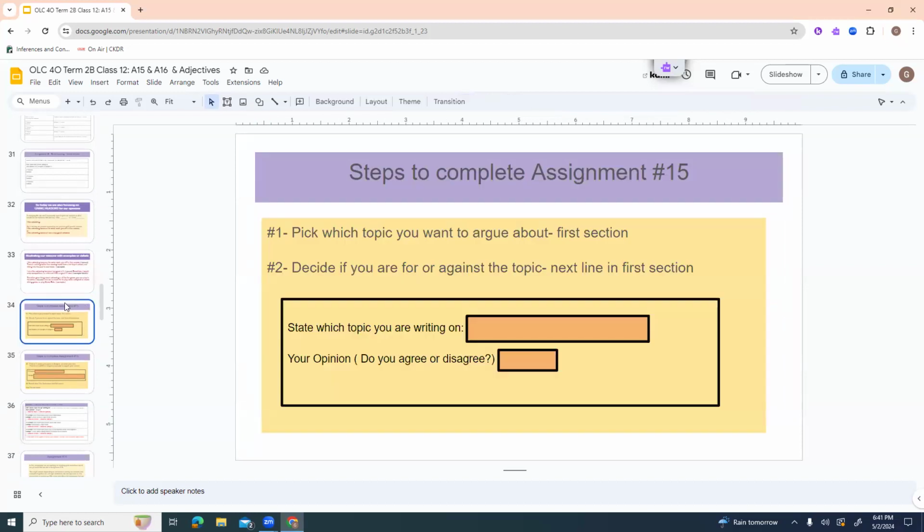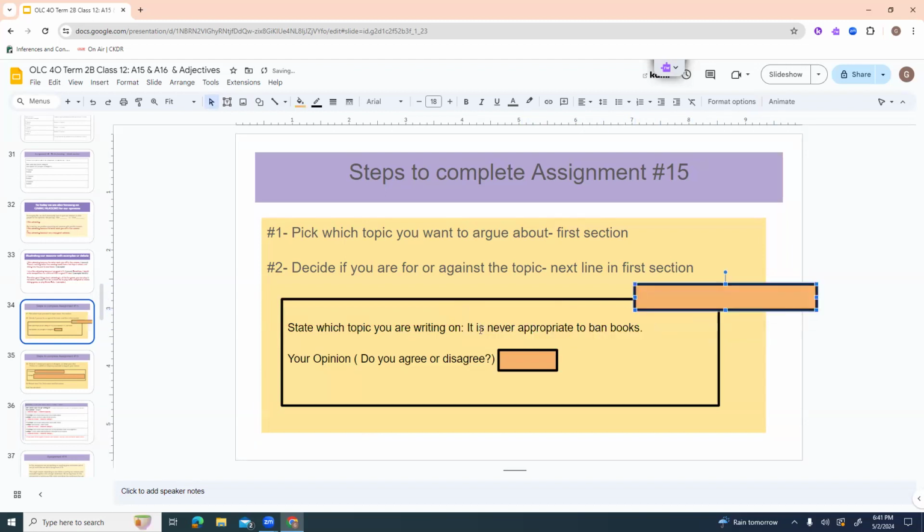So the steps to complete assignment 15. First, pick which topic you want to argue about and put that in the very first section. Okay, so right here, state which topic you're writing about. It is never appropriate to ban books. I picked a different one just to kind of be able to role model this for you without giving you all the ideas. You would only have option between those two choices that we looked at.